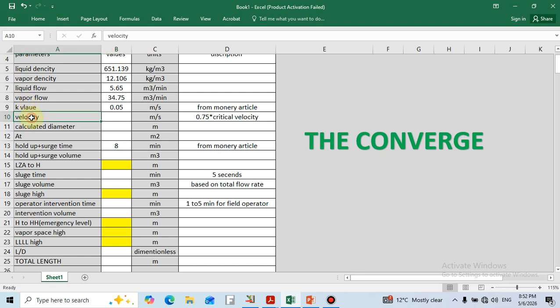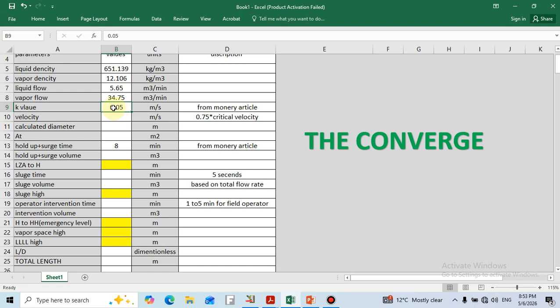So for velocity and internal diameter of the vessel, we need to get back to the Monnery article and learn the concept behind each step, and then I will talk about the actual sizing procedure of this part as well. So the exact K value really depends on whether you have a mist eliminator, vane pack, or whatever internal devices you are going to use in your vertical vessels.